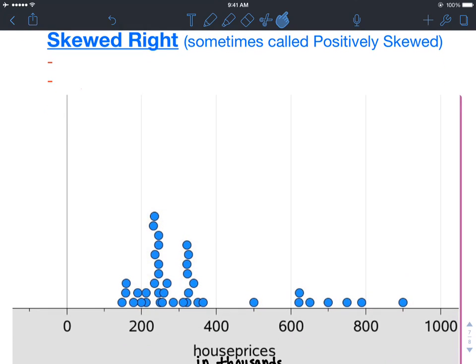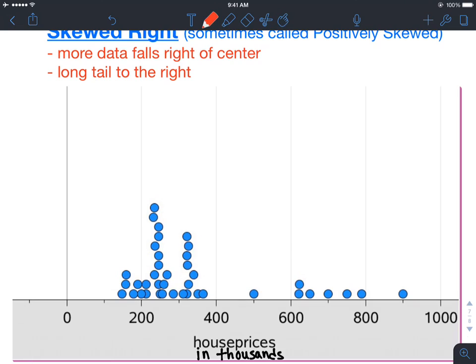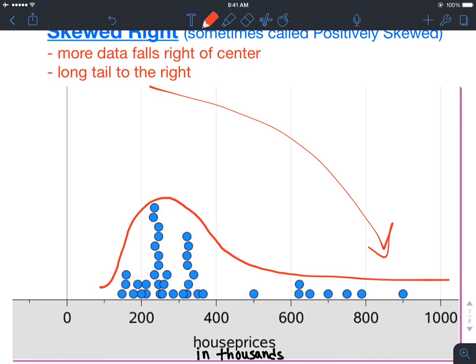Skewed right, sometimes called positively skewed, is going to have more data that falls to the right of center, and it's going to have a long tail to the right. A great example of skewed to the right would be house prices in thousands. Most houses here in Durango cluster around 200, 300, 400,000, but you're going to get some houses that are just ridiculously expensive. And if we were to try to draw a curve for this, we end up with something like that. And notice that long tail to the right.